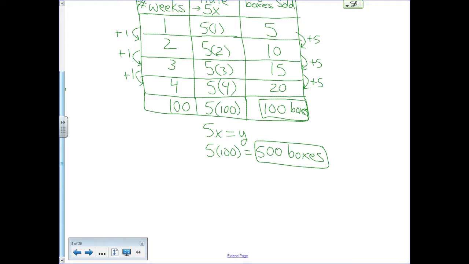So don't worry about doing this row up here. Let's do it this way.